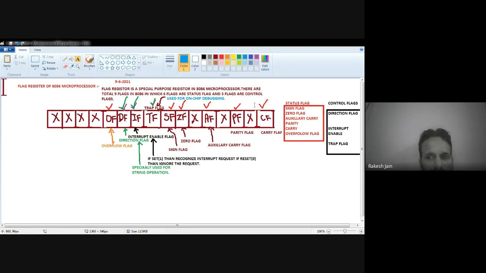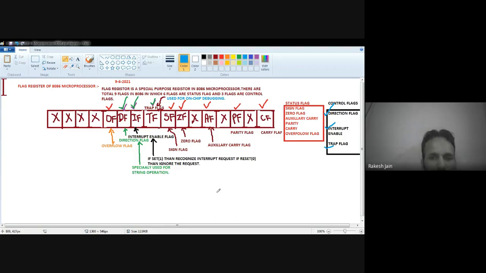So these are the three flags. I repeat them again. The direction flag is basically used for string related operations. The interrupt enable flag is basically used to recognize the interrupt request or ignore it. The trap flag is basically used for on-chip debugging. If reset, then no debugging. If set, it means one on this bit, single step debugging is performed.